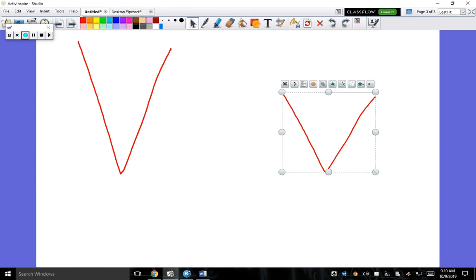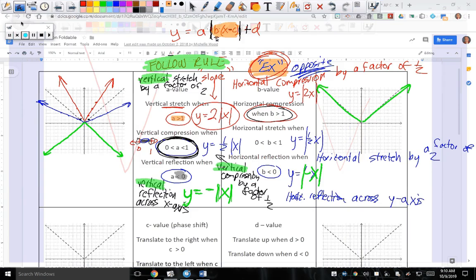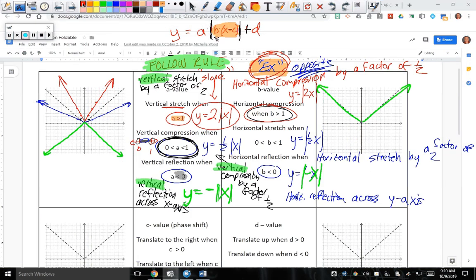A horizontal compression, we'll do this. Do they look the same? They do. You see what I'm saying? So whenever I go back, it will look very similar to what the other one could be, but it's a different way of looking at it. Okay? So let's go ahead and graph this.